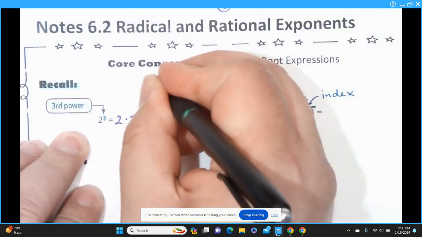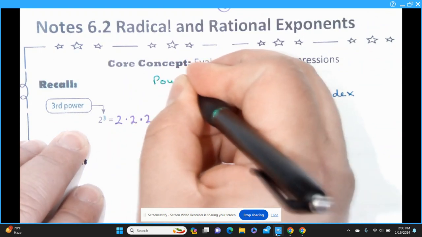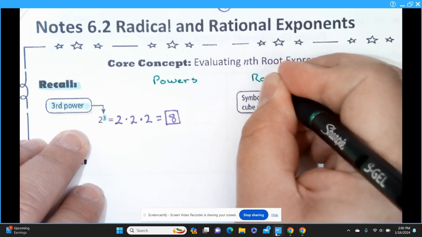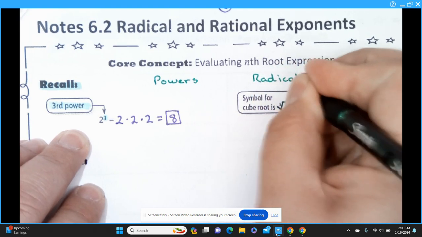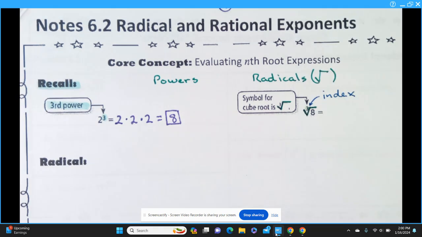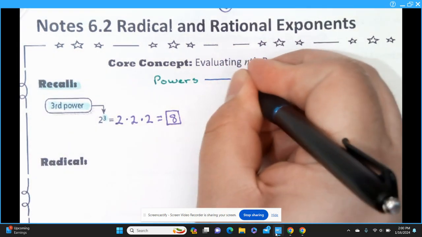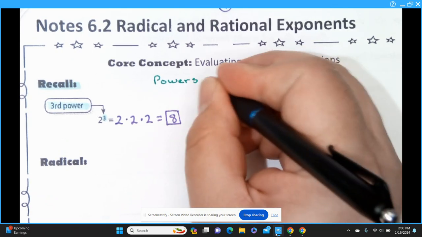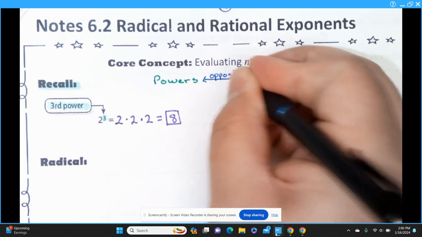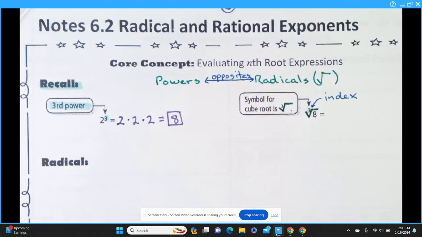So we talked about powers. We're going to talk about radicals. And we're going to talk about that symbol there. So just put it in parentheses. That's what a radical symbol is. But the idea is they're opposites of each other. They're inverses of each other is the correct word. I'm just going to write opposites. They basically cancel each other out.